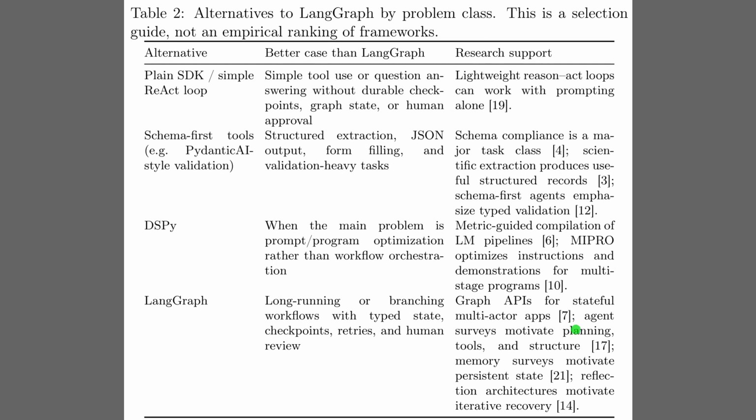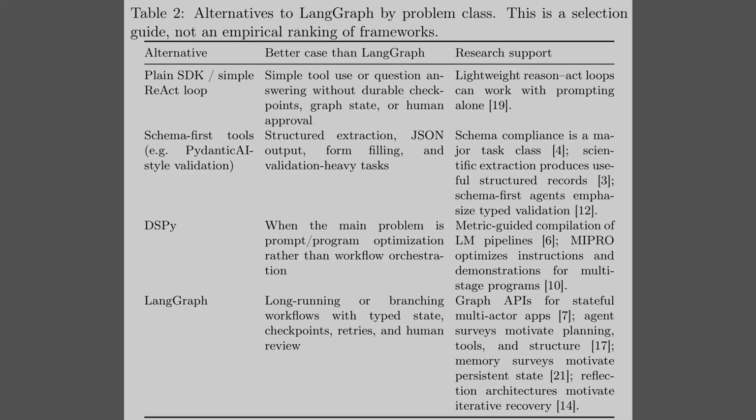Table 2 breaks down specific framework alternatives across 4 primary application classes. For basic tool use or question answering, plain software development kits or reason-act loops offer lightweight execution. When structured extraction and validation are required, schema-first tools like Agentic AI provide strong schema compliance without added graph complexity. Finally, DSPY suits prompt or program optimization, whereas LangGraph excels in long-running workflows, requiring checkpoints and human review.